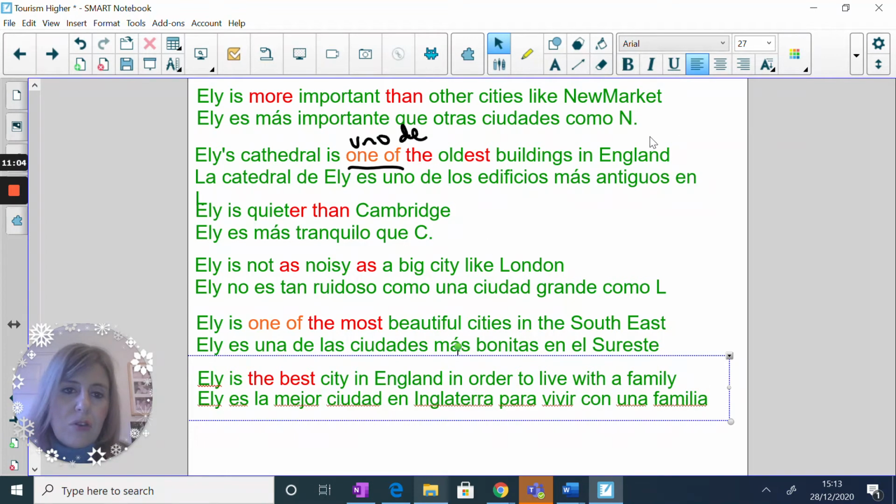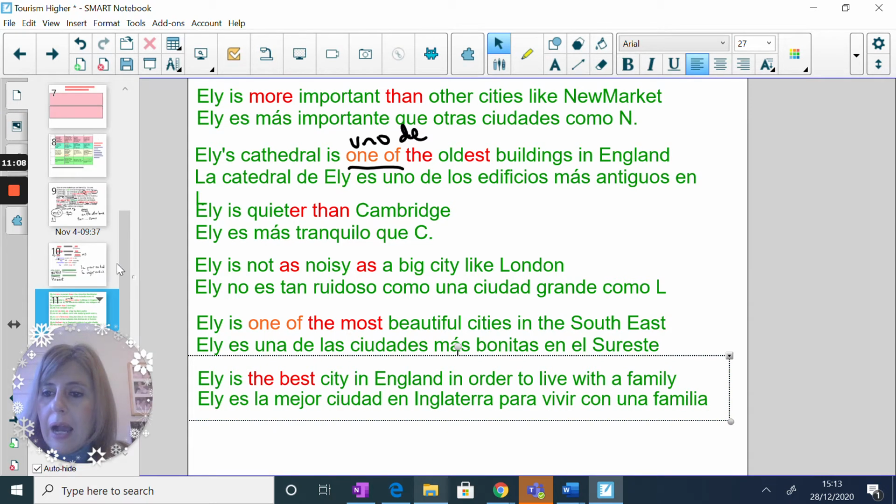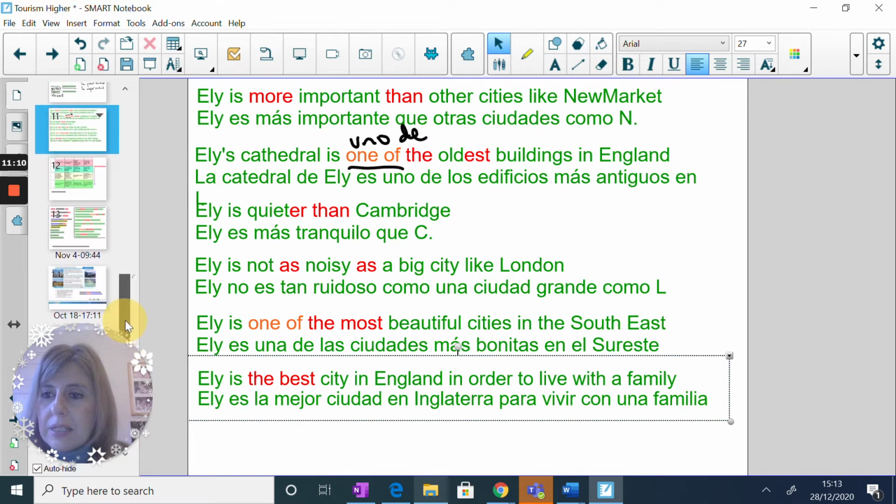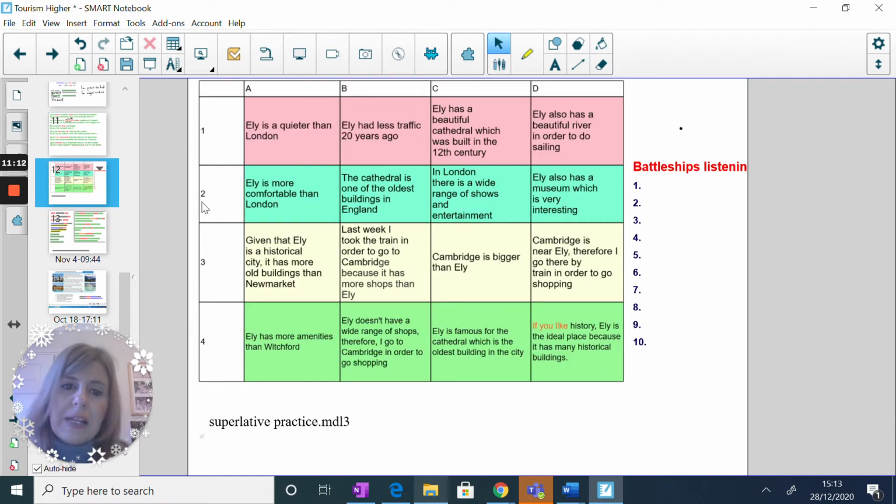Okay, let's see, give yourself a tick if it's all correct. Okay, and we're going to do some practice with all this. Okay, we're going to do a listening. Y vamos a hacer un battleships listening. Tenéis, you've got the box by the side from 1 to 10. Tenéis que escribir la coordenada. Can you see you got the coordinates here?